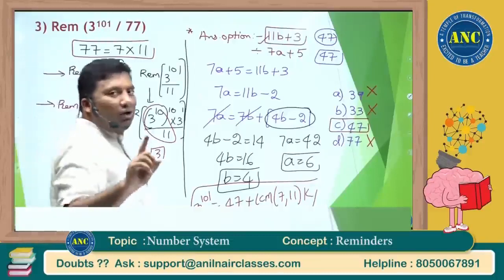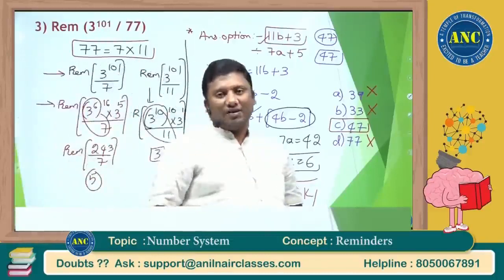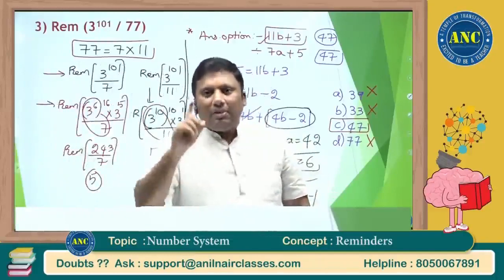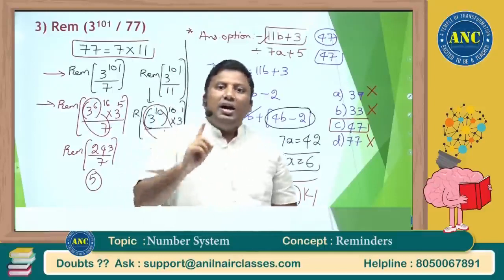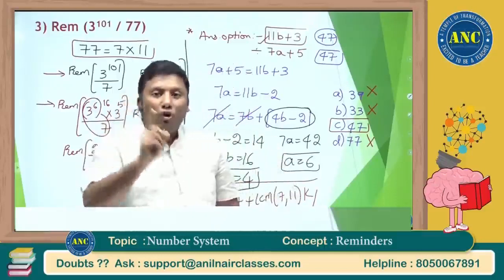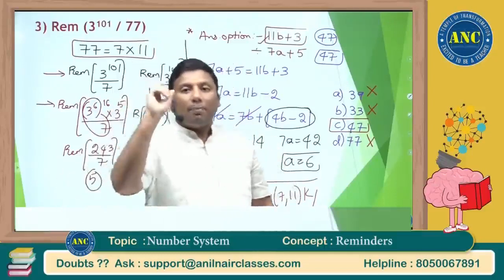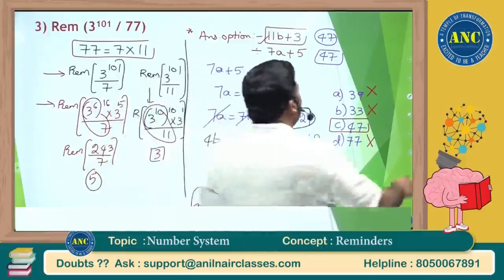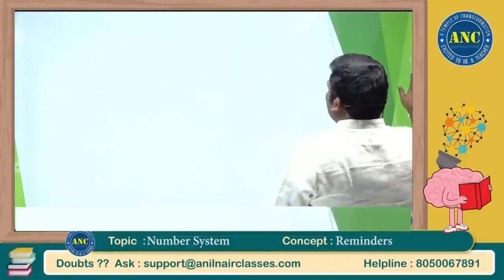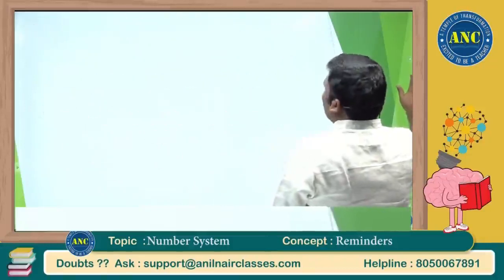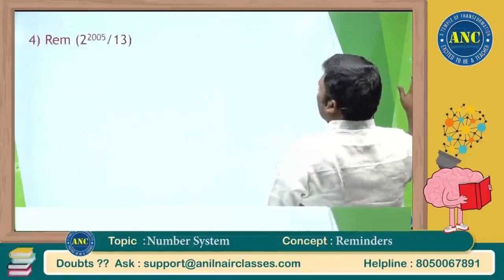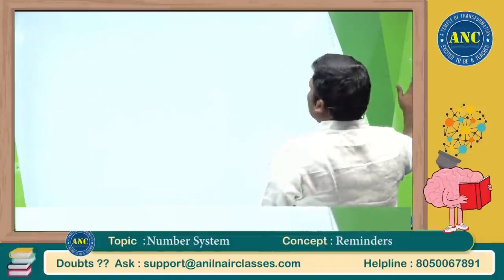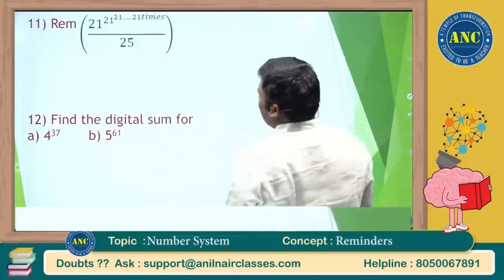3 power 101 divided by 77. 77 is a composite number. Chinese remainder theorem states: write the number as a product of coprimes. Even Euler's theorem problems you can solve this way. Suppose, see this question. These are Euler's theorem problems.